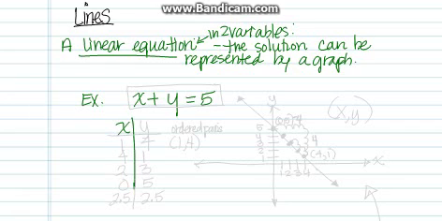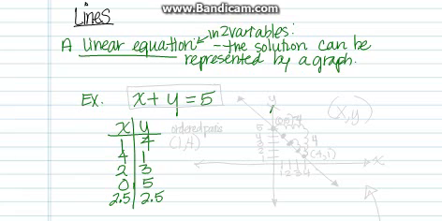We could have a table to show some of the solutions. Like we know that if x is 1, then y would have to be 4. If 4 was x, then y would have to be 1. Or we could say x is 2 and y is 3, or x is 0 and y is 5. All those things satisfy that equation, and there's an infinite number more. We could start talking about fractions. We could say, oh, well, 2.5 could be x, and 2.5 could be y, and so on.